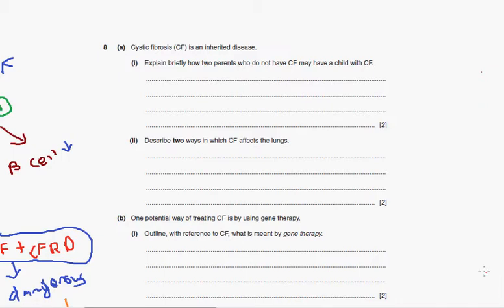So in this video we'll be doing the next question on cystic fibrosis, and the first thing is: explain how two parents who do not have CF may have a child with CF. The first thing, the CF gene, the CFTR gene responsible for CF, is recessive.